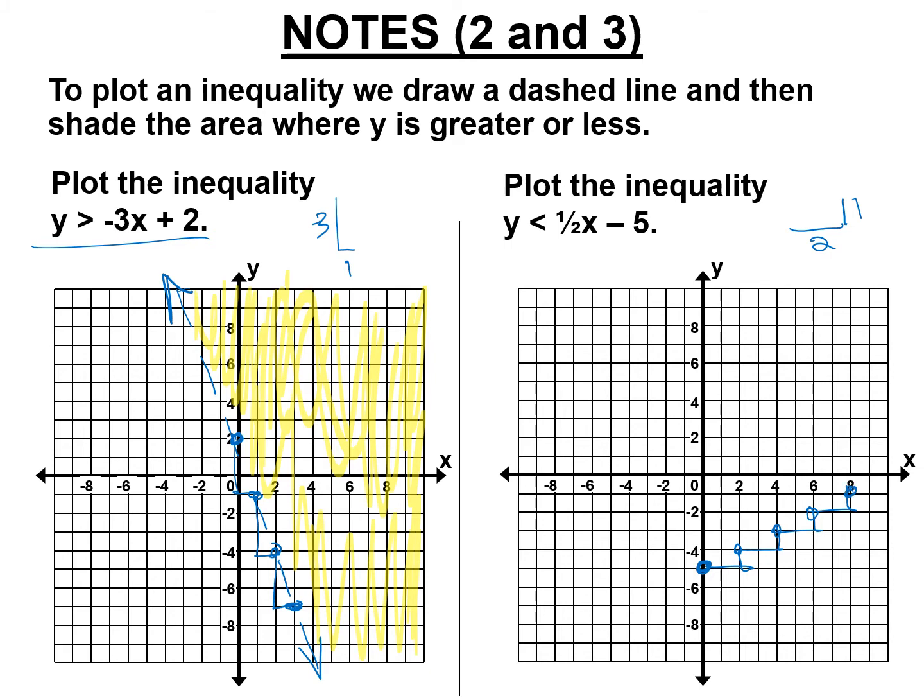And you can do some backwards. And once again, it's a dashed line because y does not equal 1/2 x minus 5. y is less than that, right? So we're going to make a dashed line.